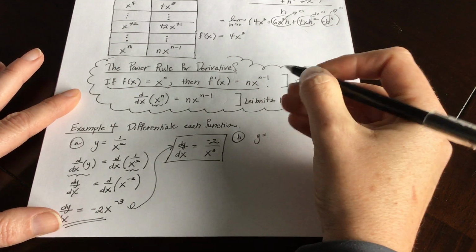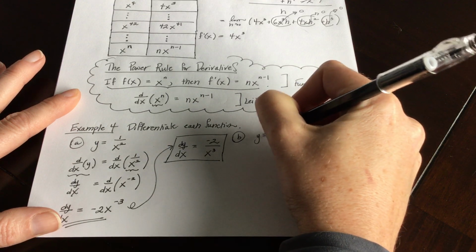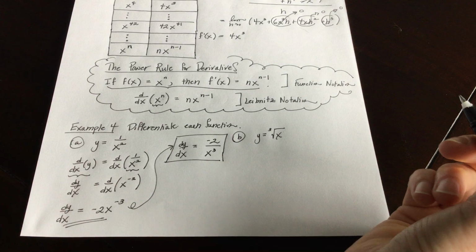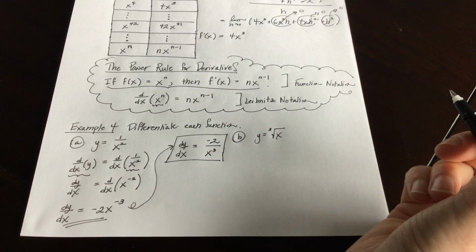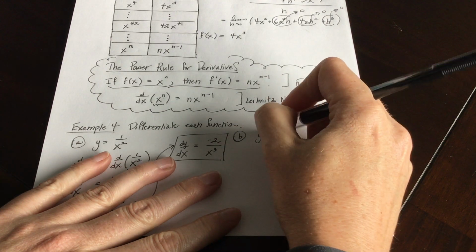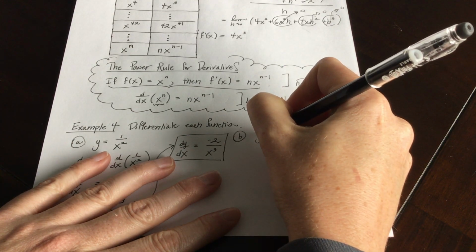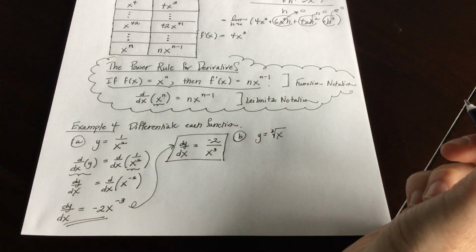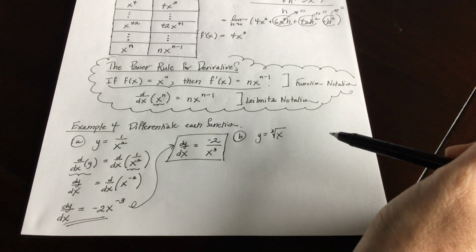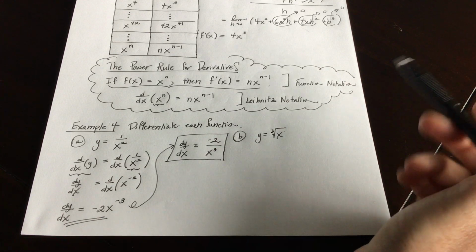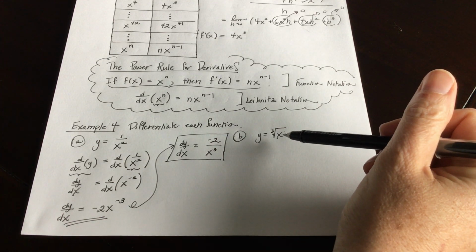Part B is going to be y equals the cube root of x. Same thing, I recommend that you go through this problem on your own. I'll try to make this look a little bit more like a cube root there, and see what you can do, okay?